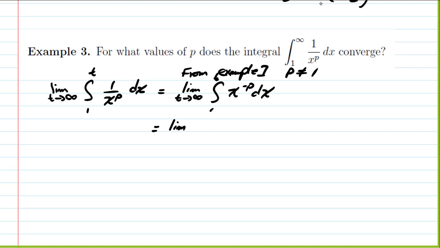And we have the limit as t goes to infinity. We add 1 to our exponent and divide by it. So we have x to the negative p plus 1 divided by negative p plus 1, because that's our power rule. You add 1 to the exponent and you divide by it. Like if it was negative 2, it would be negative 2 plus 1 divided by negative 2 plus 1, right? Okay, and then we are going to evaluate this from 1 to t.